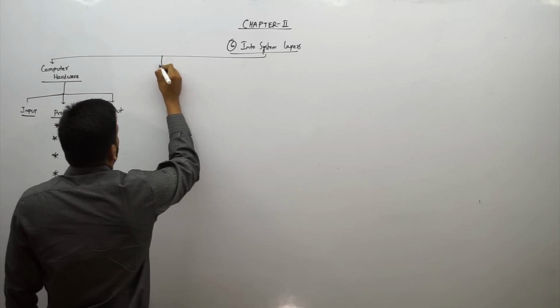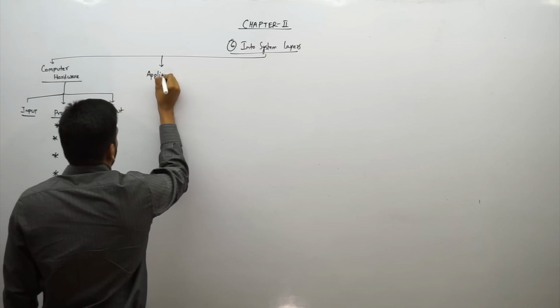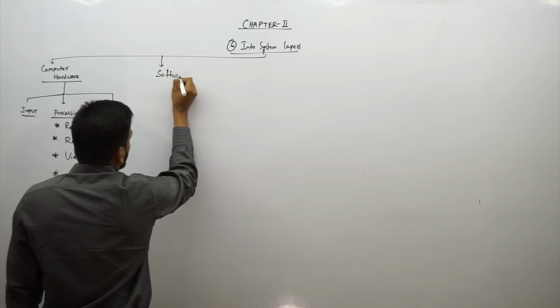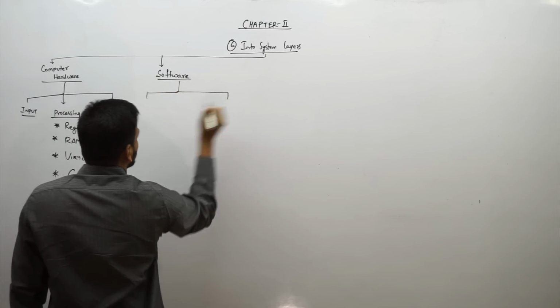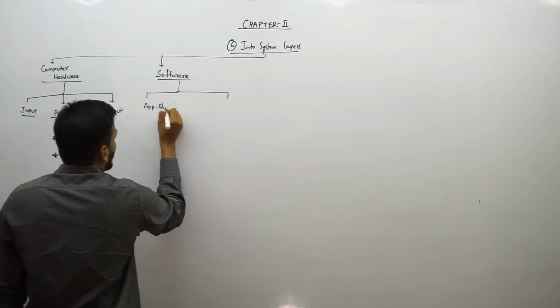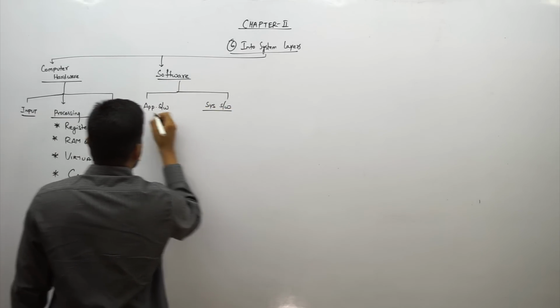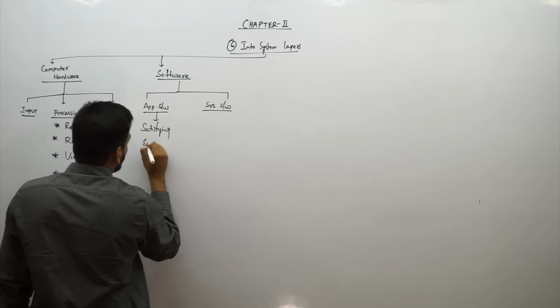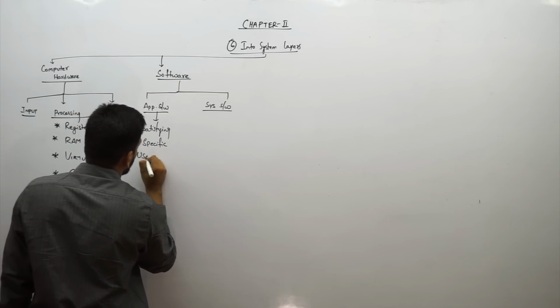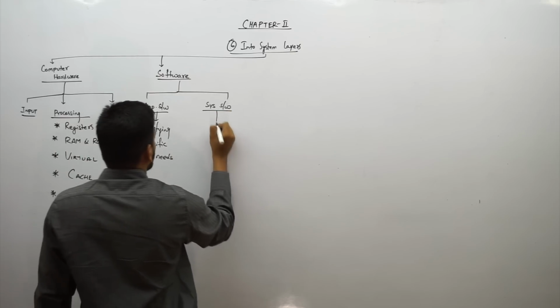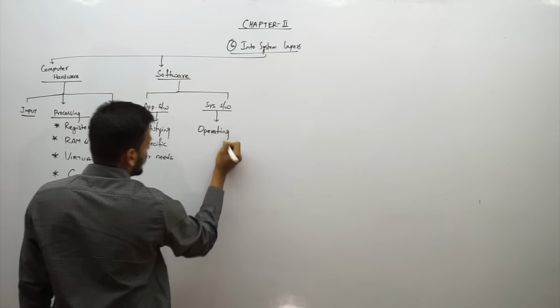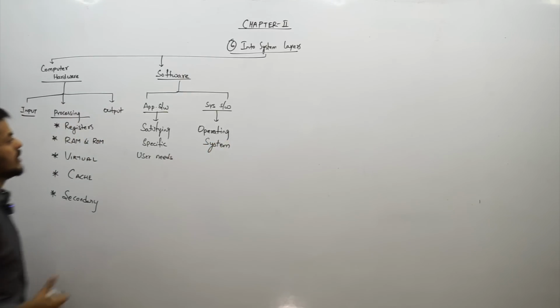Then let's talk about what is called application software. Let's say broadly, after hardware, the system is classified into software, where we have two parts to talk about, which are called application software and system software. Right? Application software is all about what? Satisfying specific user needs. While in system software, what do we have? This is nothing but the operating system. So that is about computer hardware, application software, and system software.